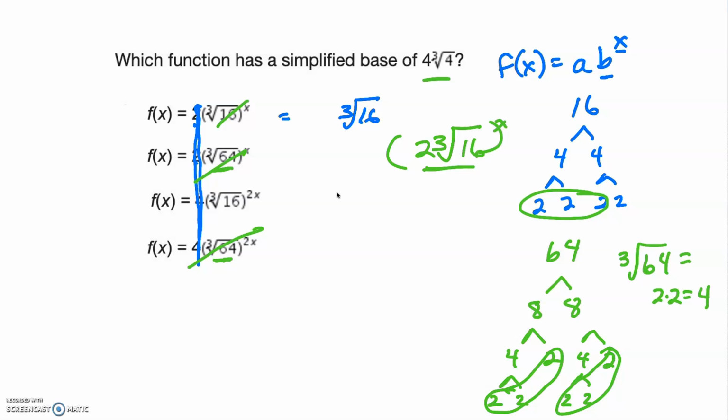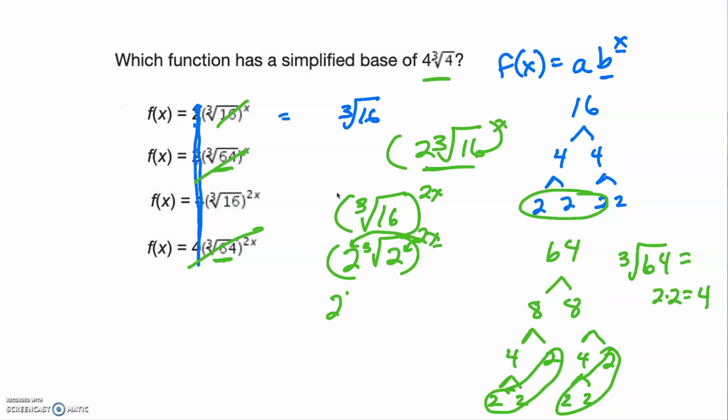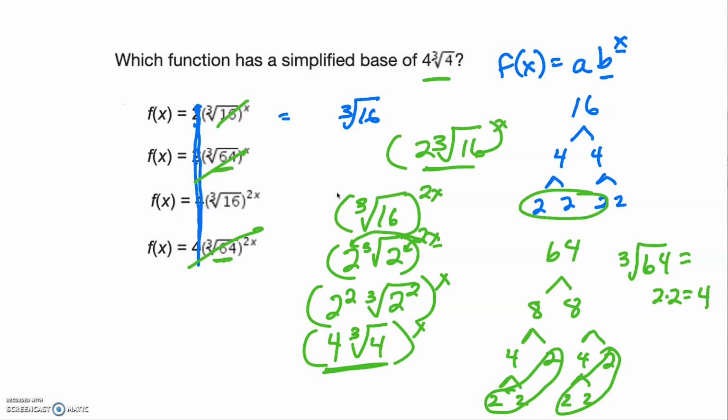Here's where we need to go. The cube root of 16 to the 2x is the same thing as 2 times the cube root of 2 to the 2x. And remember, this 2 we're going to distribute to both of them and leave our x. So 2 squared times the cube root of 2 squared all to the x, which is 4 times the cube root of 4 all to the x. So here is our base. That matches our base. So this one would be our correct answer.